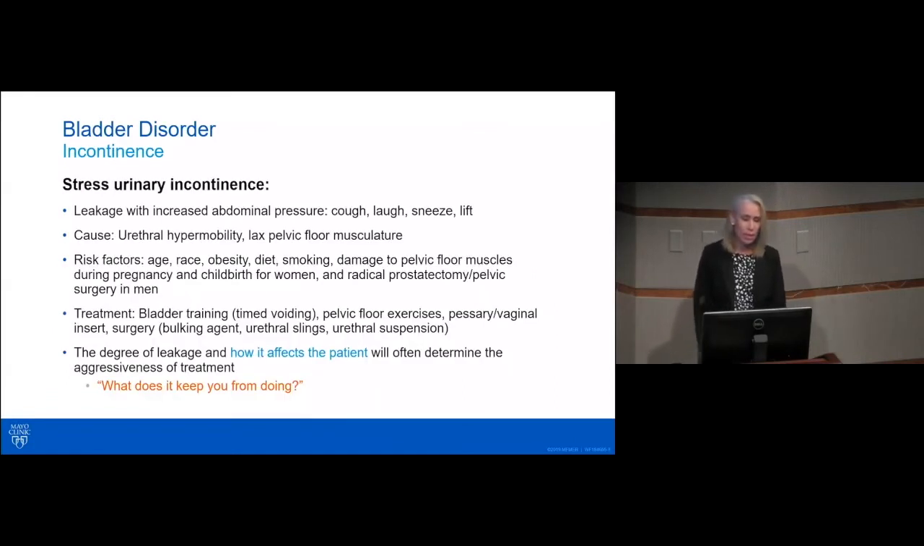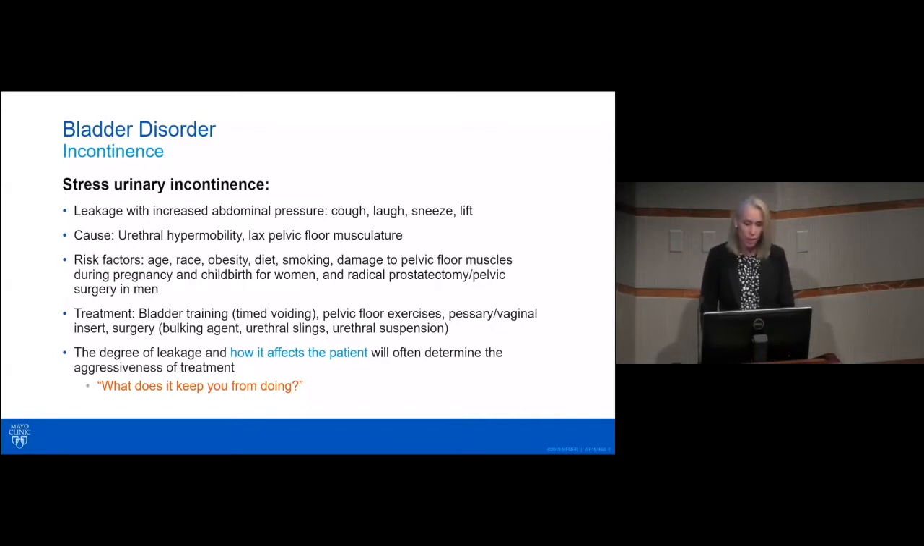Stress incontinence is a leakage that is associated with increased abdominal pressure. It occurs with coughing, laughing, lifting, sneezing. This is caused due to urethral hypermobility and a lax pelvic floor musculature. Risk factors of stress incontinence are increased age, race, obesity, diet, smoking, damage to the pelvic floor during pregnancy and childbirth for women, and after prostatectomy or pelvic surgery in men.